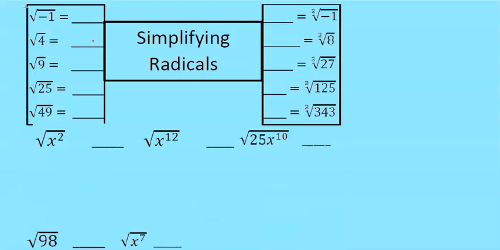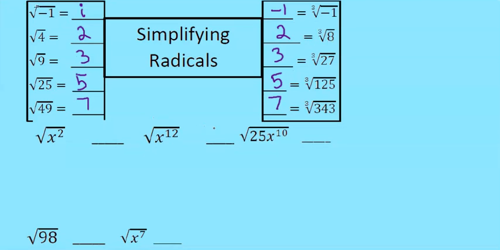Let's look at this. So let's fill out our perfect squares and perfect cubes first. So the square root of -1 is i, the square root of 4 is 2, the square root of 9 is 3, the square root of 25 is 5, and the square root of 49 is 7. For your cubes, cube roots, we have the cube root of -1 is -1, the cube root of 8 is 2, the cube root of 27 is 3, the cube root of 125 is 5, and the cube root of 343 is 7.